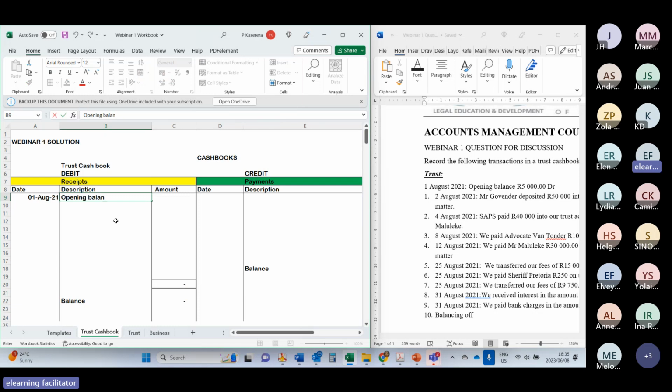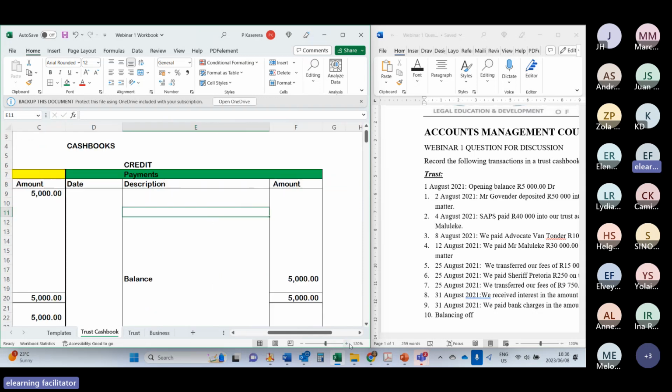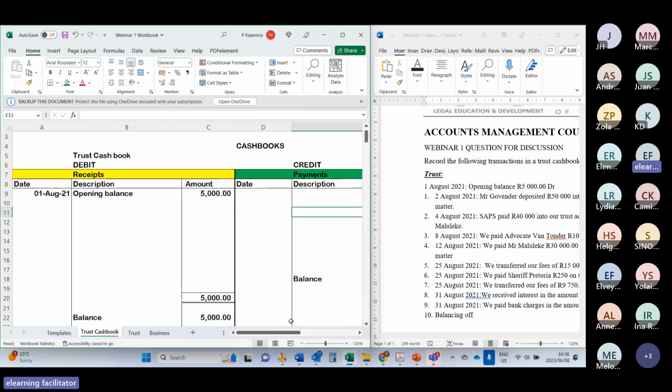Okay, we start with our opening balance. So it's a debit. So we'll show that it's our opening balance. And how much is it? 5,000. If you can't see, please let me know so that I can adjust, so that you get to see better. Okay, so this is our opening balance. So we have recorded it in our cash book.